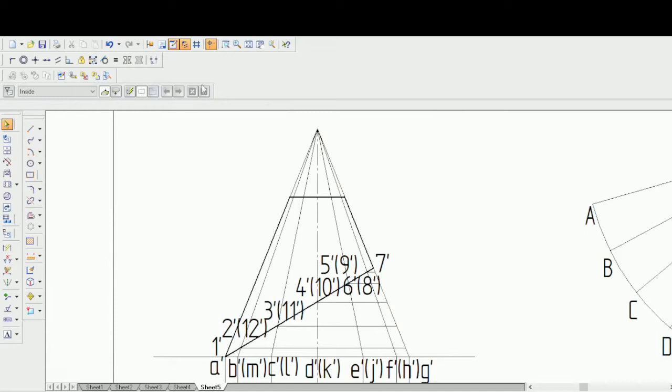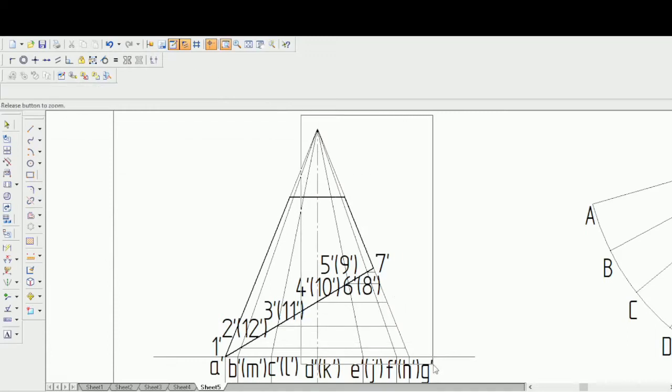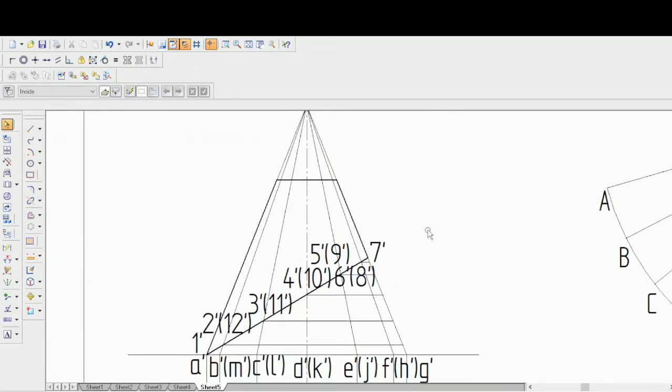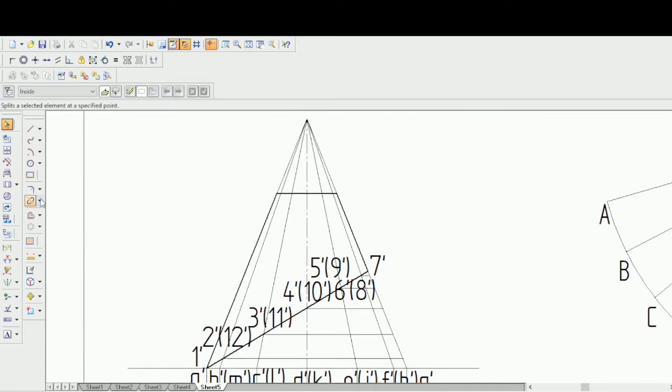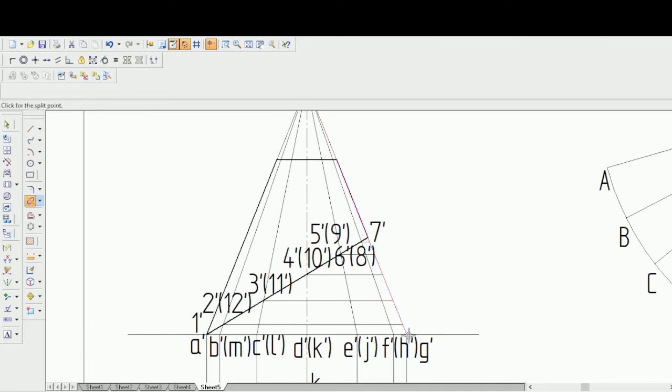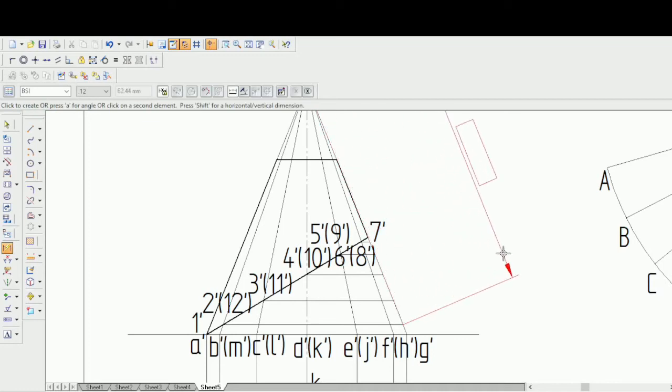So what I'll do is zoom into that particular area, and let me split first. Let me split from the bottom. Let me select this complete line and split at this point. Then let me measure the distance using smart dimensioning. Let me place it a little bit far away, because I'll be getting many such dimensions. 1, 2, 3, 4, 5, 6 such dimensions I'll be getting.